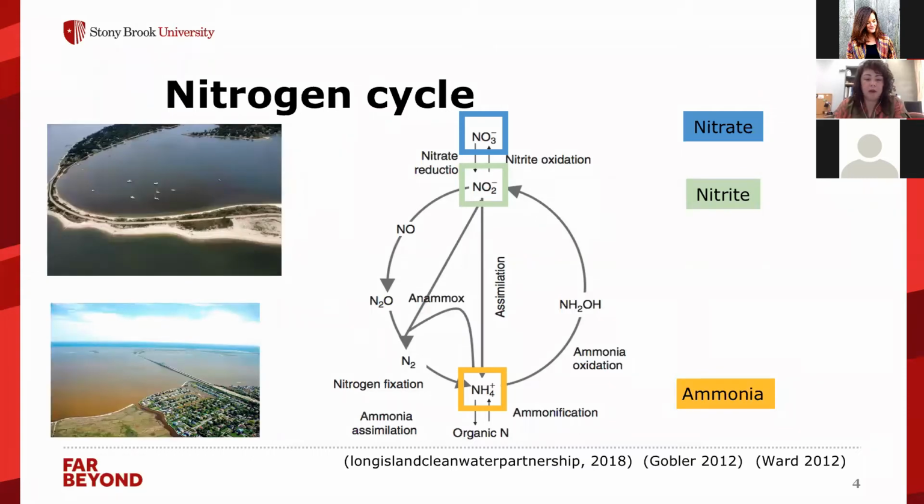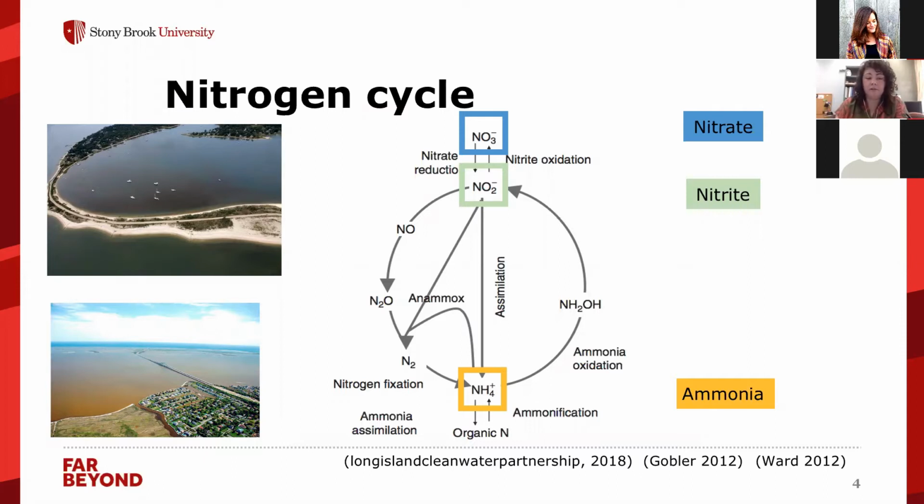Things like harmful algal blooms, like you can see here on the left-hand side, these are actually two pictures taken from bays on the south shore of Long Island. The increase in both the number and magnitude of harmful algal blooms on Long Island have actually been linked to the increased concentration of these biologically available nitrogen species in the water.